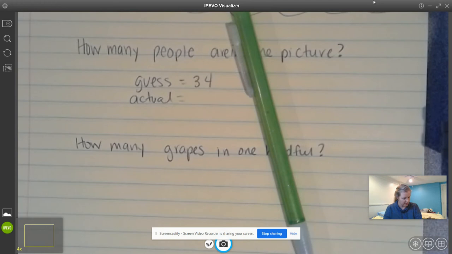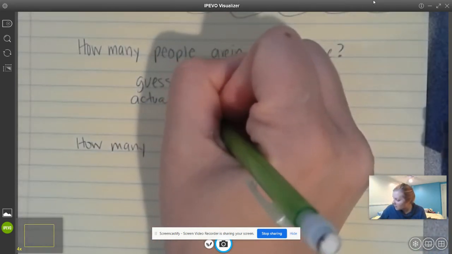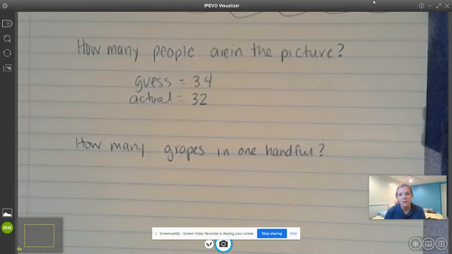Now the actual number, I'll count them. 1, 2, 3, 4, 5, 6, 7, 8, 9, 10, 11, 12, 13, 14, 15, 16, 17, 18, 19, 20, 32. I was pretty close. So the actual amount was 32.